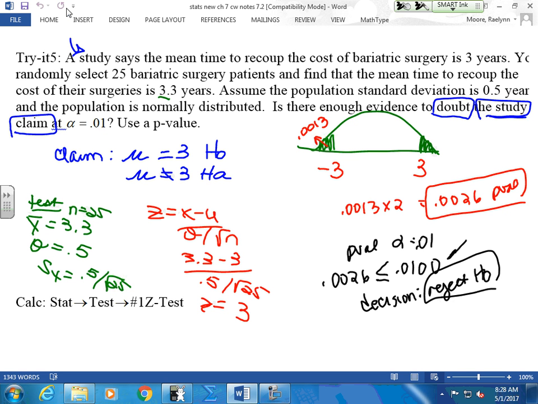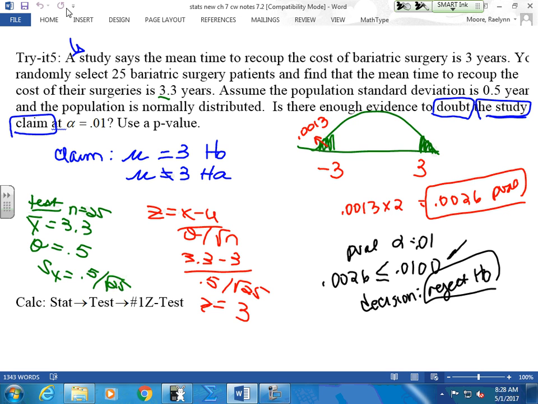They don't want to hear reject H0. They don't want to hear reject, but they want to hear it in words. There's enough evidence to reject the claim at a level of significance of 0.01 that the time to recoup the cost of surgery is 3 years. And that's what you'll give to somebody.